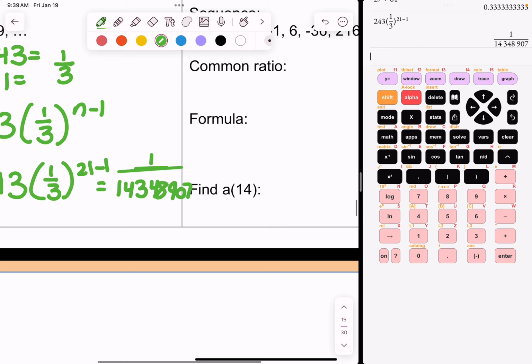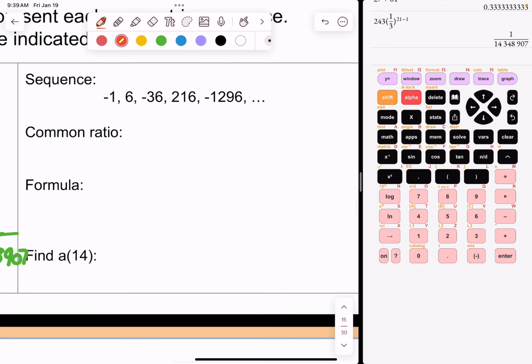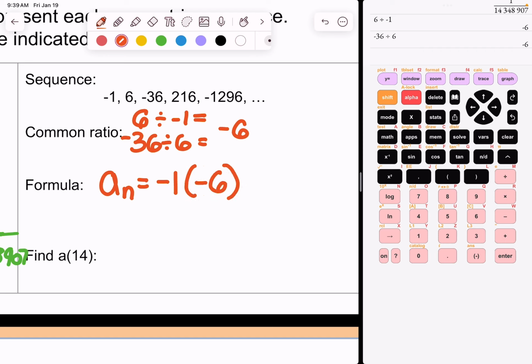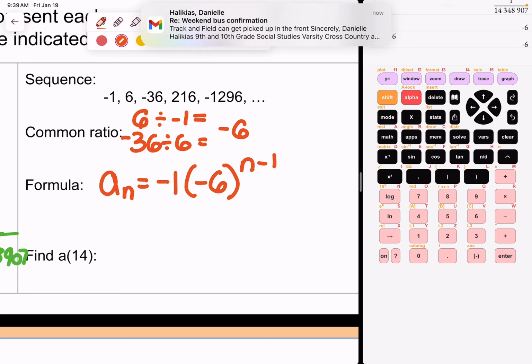Alrighty. Let's look at this next one. I want you to pause the video and actually try this on your own. Try to find the common ratio, the formula, and the 14th term. So to find the ratio, do the second number divided by the first, and do the third number divided by the second. 6 divided by -1, and -36 divided by 6, we get -6. So our formula is AN equals our first term multiplied by our common ratio, and then we put n minus 1.